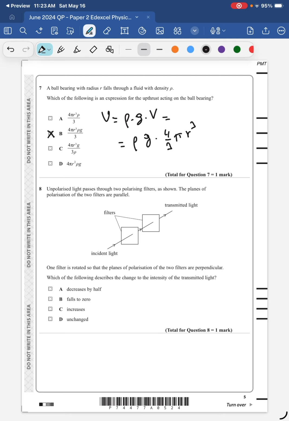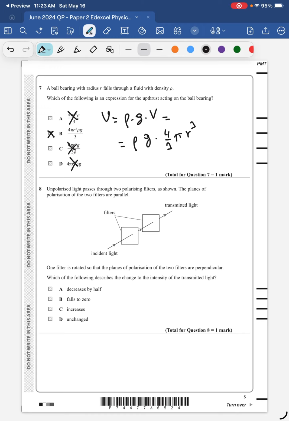And again, you can see that option A is wrong. So is option C and option D. By demanding that this quantity has units of newtons, only option B can work.